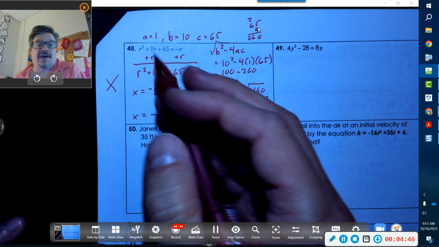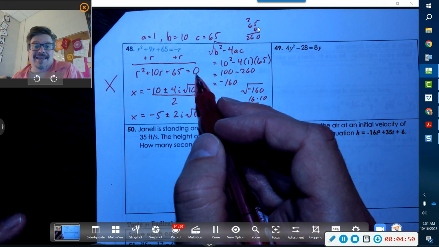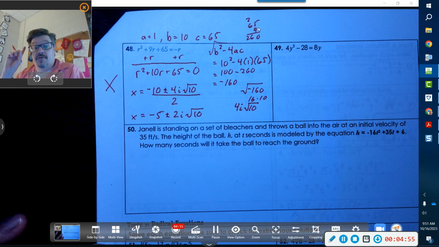So this means that if I were to graph this guy, this quadratic is not going to hit the x-axis, okay, because the solution is imaginary. It's going to be above the x-axis somewhere.